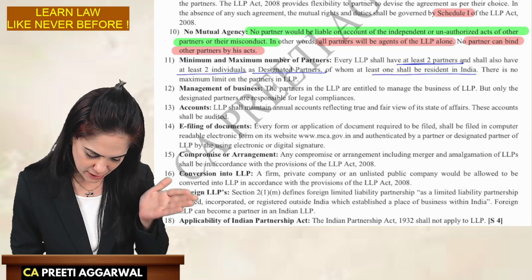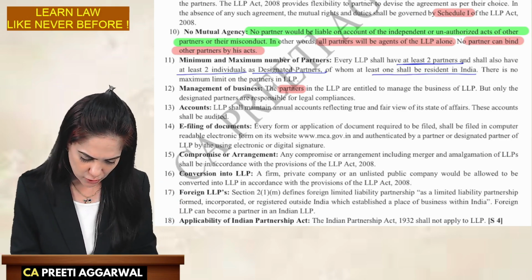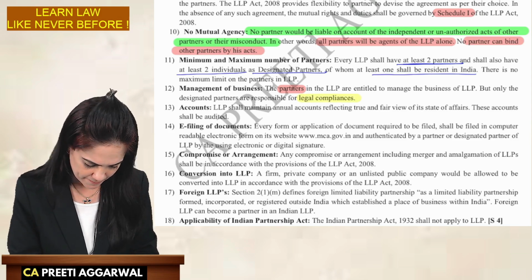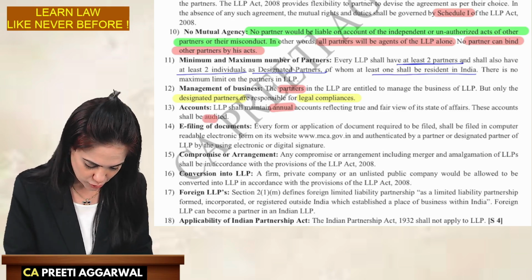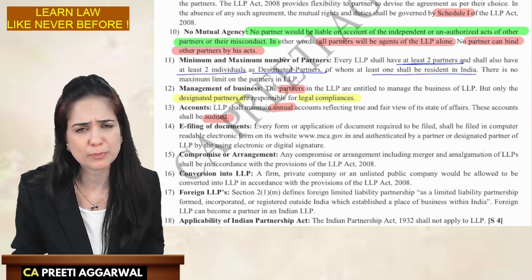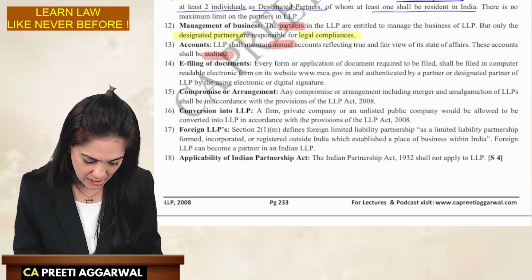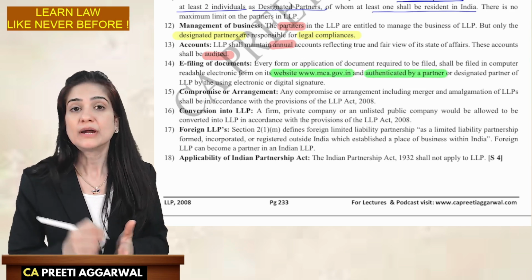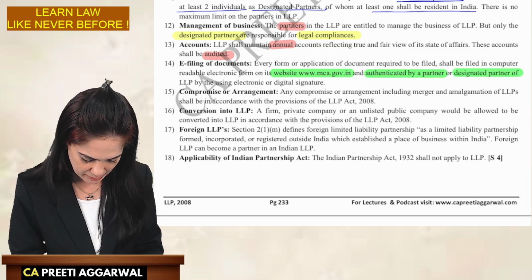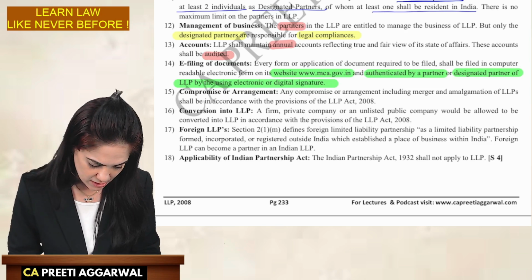Management is in the hand of the partners only. But yes, we have designated partners for legal compliances. Accounts should be maintained annually every year, and they should also be audited. These are self-explanatory points. That is why we have not made a note of it. You will study directly from the textbook. E-filing of documents on MCA's website. It must be authenticated. It must be signed digitally by partner or designated partner using digital signature. We have studied that in Companies Act.